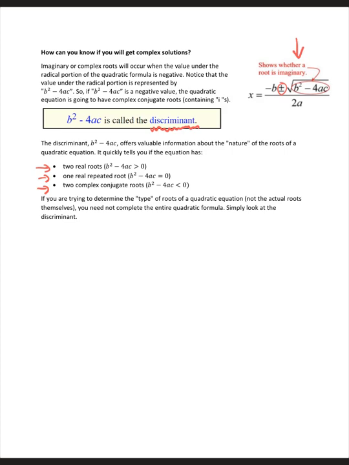If you are trying to determine the type of roots of a quadratic equation, not the actual solutions or roots themselves, you don't have to do the entire quadratic formula. Simply look at the discriminant. Again, if I'm just asking you for the nature of the roots, whether they're going to be two real, one real, or two imaginary or complex roots, you can just use the discriminant to find that. But if I ask you to find the actual solutions or roots to the equation, you're going to have to solve that using the quadratic formula or completing the square.